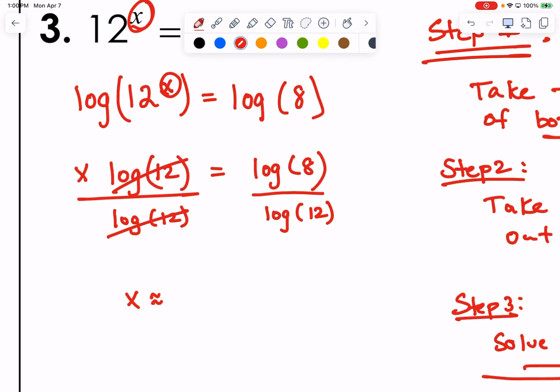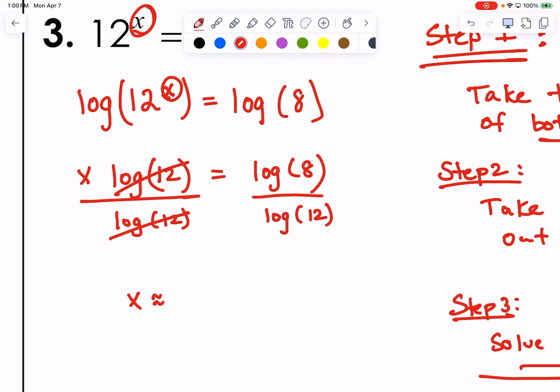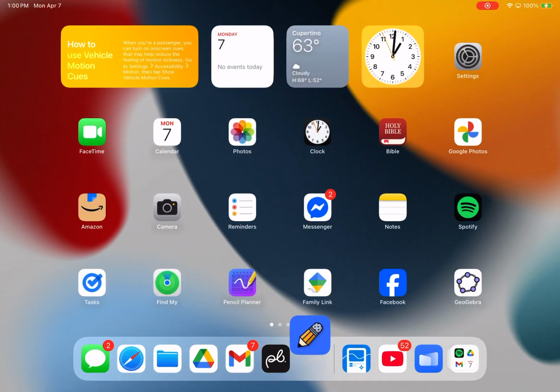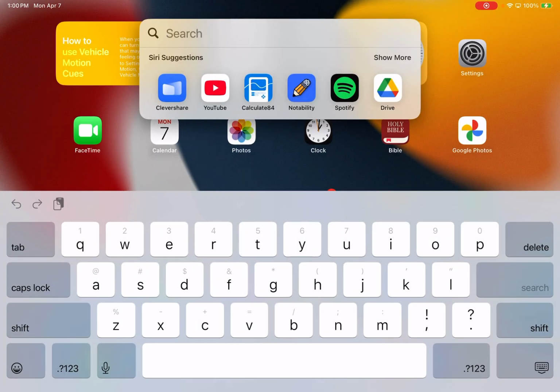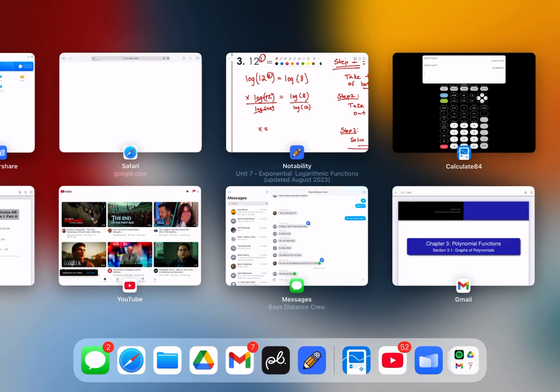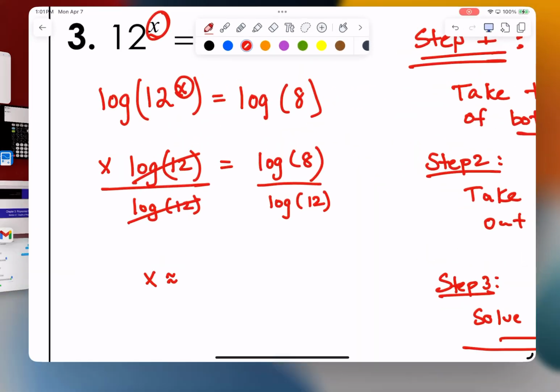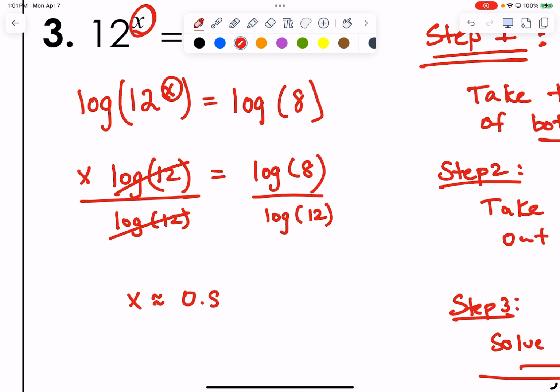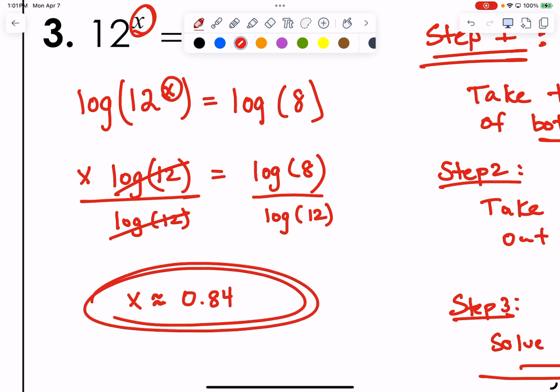Log 8 divided by log 12. Take your calculator out. Type in log 8. Close the parentheses. Remember, we got to close the parentheses. So we got to go log 8, close the parentheses, divided by log 12, close the parentheses. I got 0.84 because you're going to round. So we're going to go 0.84. We put the squiggly equal sign to show that means approximately. Who got 0.84 on their own?